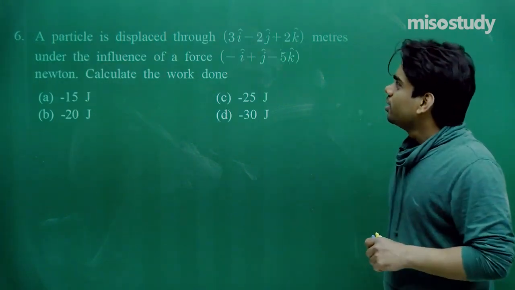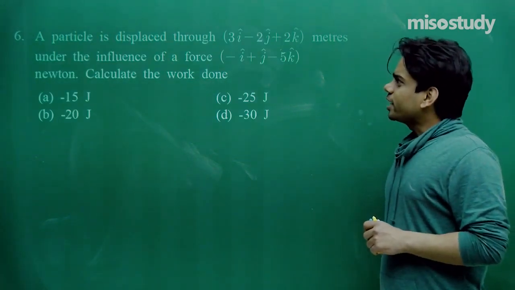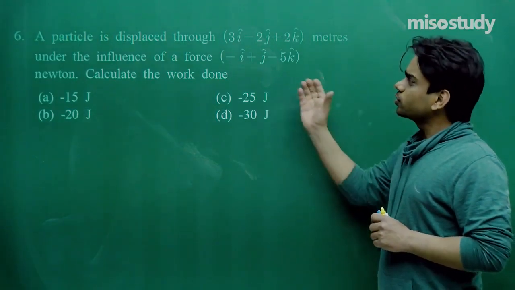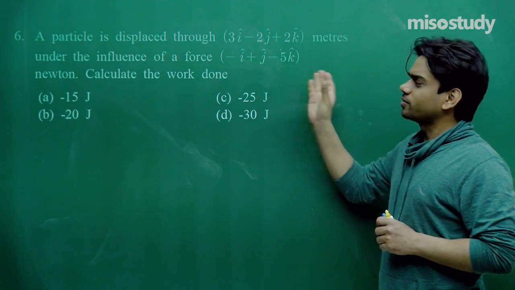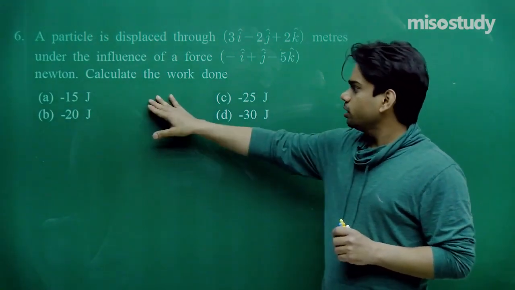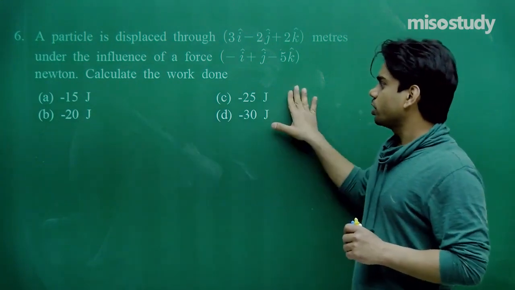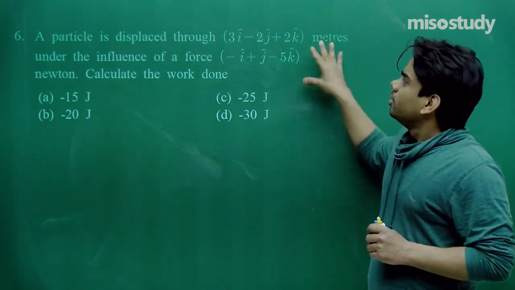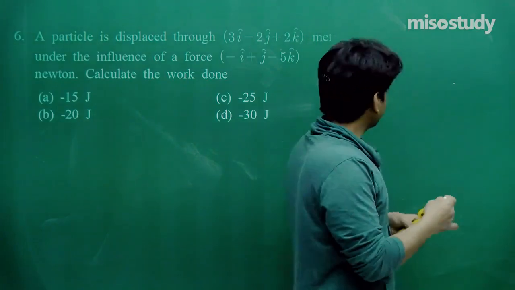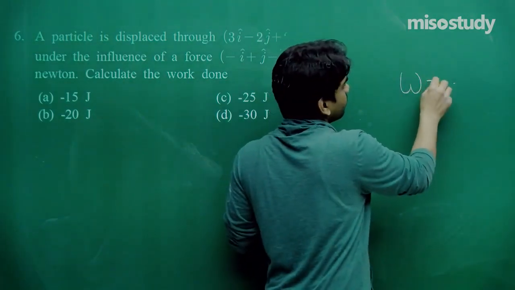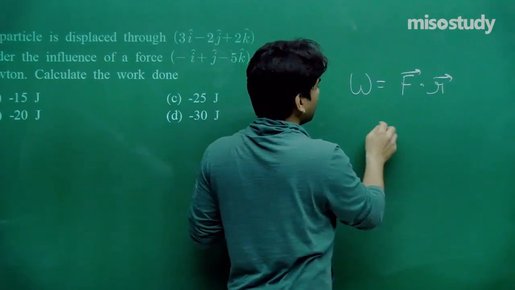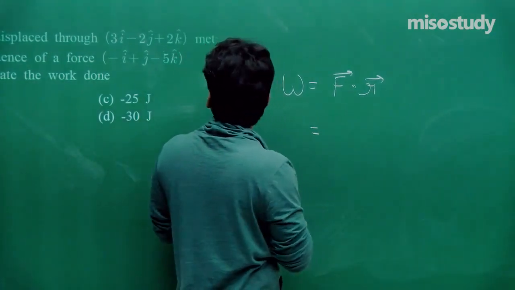6.1. A particle is displaced through 3i cap minus 2j cap plus 2k cap meters under the influence of a force minus i cap plus j cap minus 5k cap Newton. Calculate the work done. A minus 15, B minus 20, C minus 25, D minus 30. Displacement is given, force is given. Easily we can solve it, not a big problem. Work is equal to F dot r.